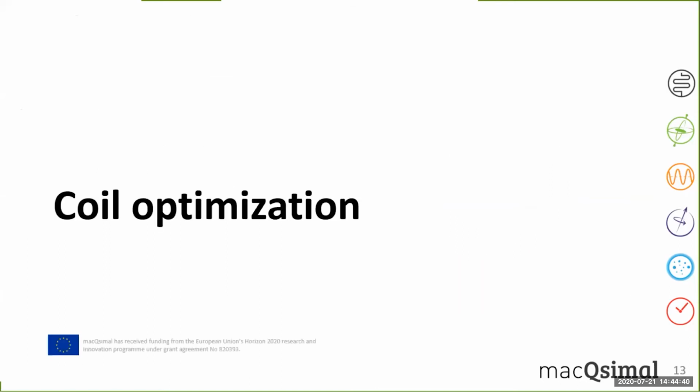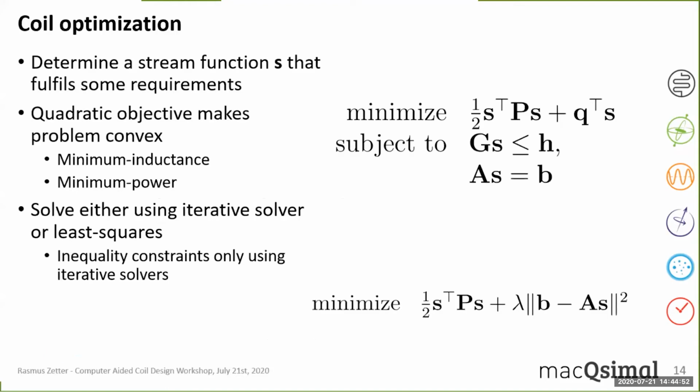And that's what I'm pivoting to right now. So how do we do that? It's quite similar to what Niall showed. Very similar in fact. We have slightly different notation, but we want to determine a stream function vector S that fulfills some given requirements. For example, the magnetic field at some points, the spherical harmonics coefficients, or inductive coupling to another mesh, and so on. But that's not enough. Just specifying linear couplings is an undetermined problem. So we need to add a quadratic objective, make the problem convex, and then you can easily solve it.